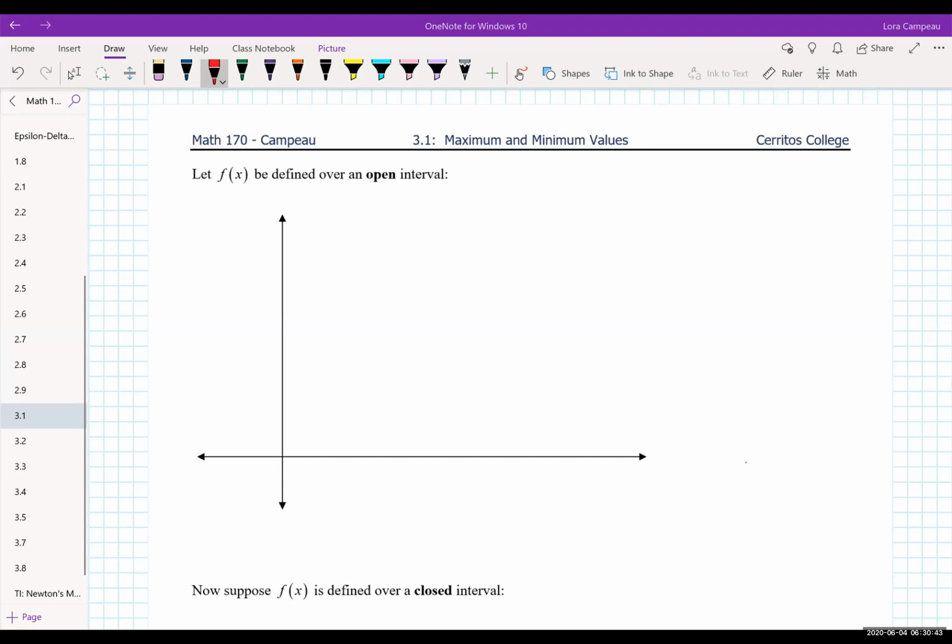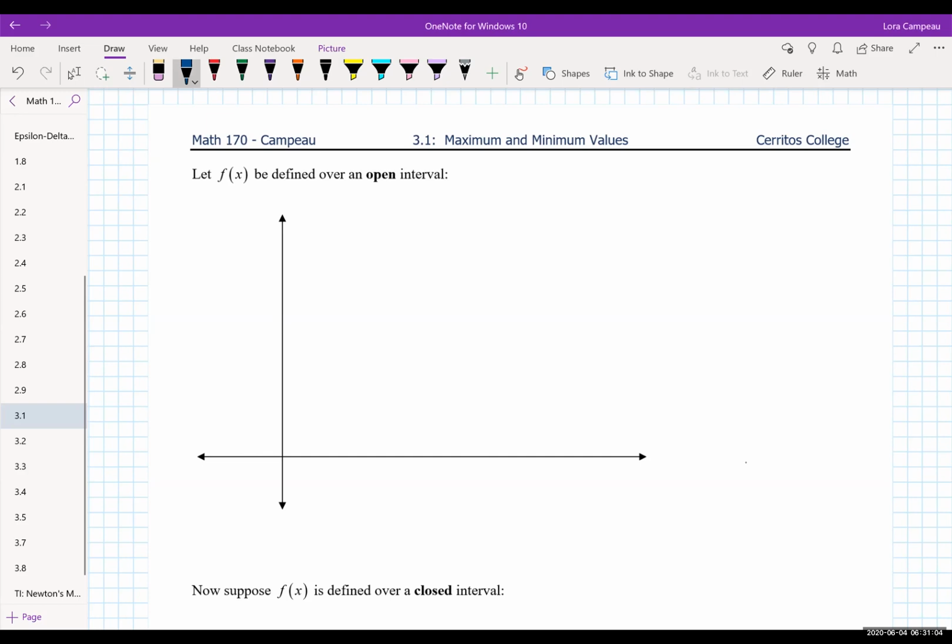Starting off with chapter 3, we have 3.1, maximum and minimum values. And we're going to go over some definitions and theory to start off with, and then we're going to see how we can bring the calculus into the mix. So I always have a few drawings.